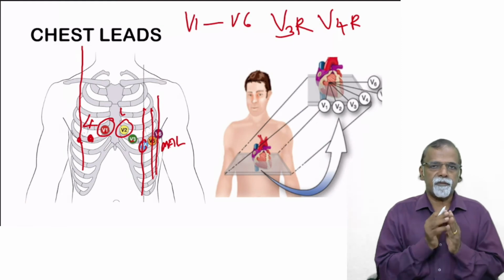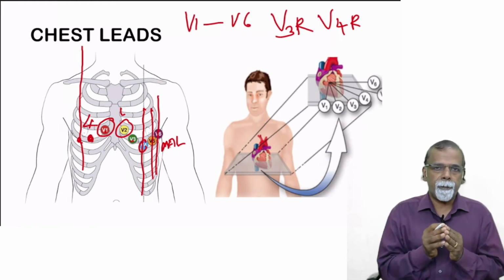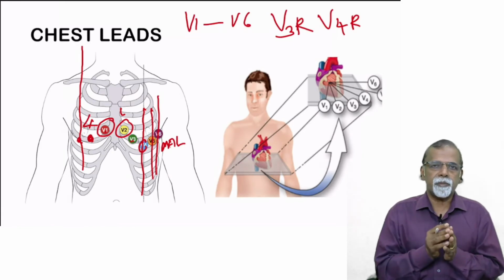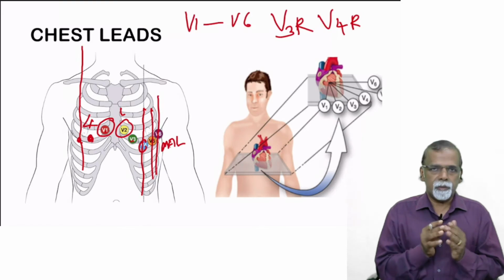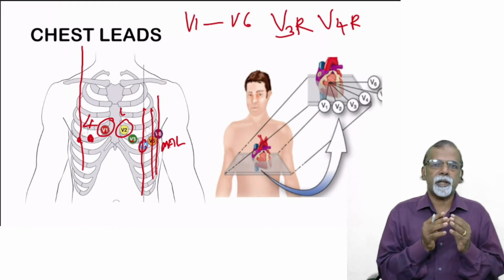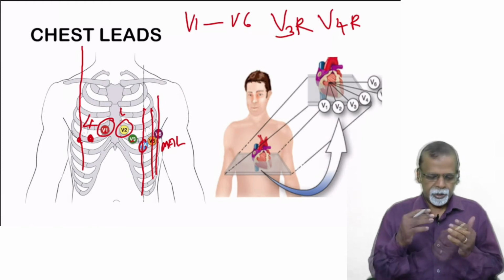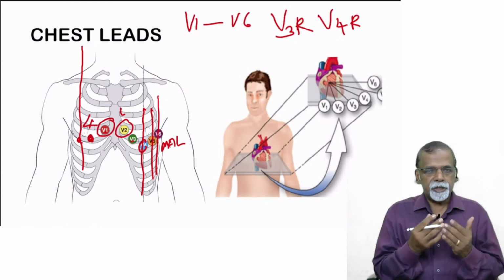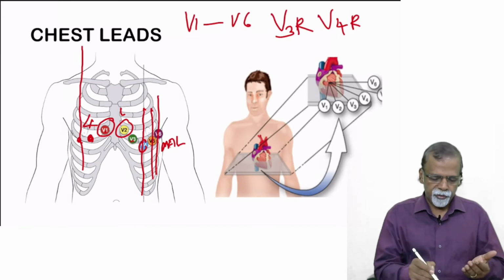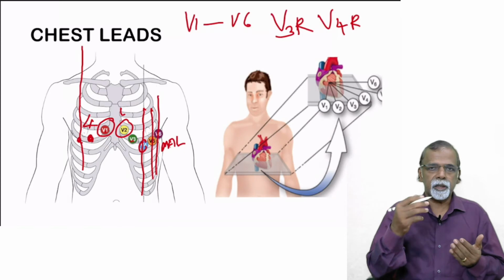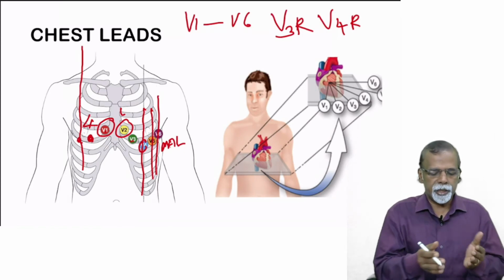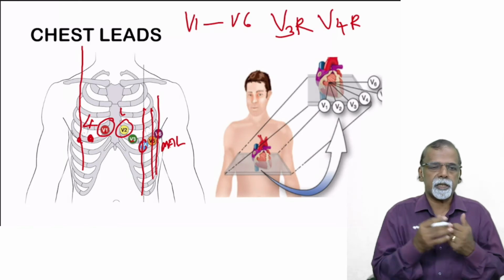So V3R and V4R are two special leads which are ordered when you are suspecting some problem with the right ventricle, or sometimes in a malposition of the heart like dextrocardia. Again, you may go for these sort of special leads. In certain other situations, we can have a lead in the esophagus, which are called esophageal leads. In the same way, from the sixth space, you can keep it on the posterior axillary line behind, and have extra leads.